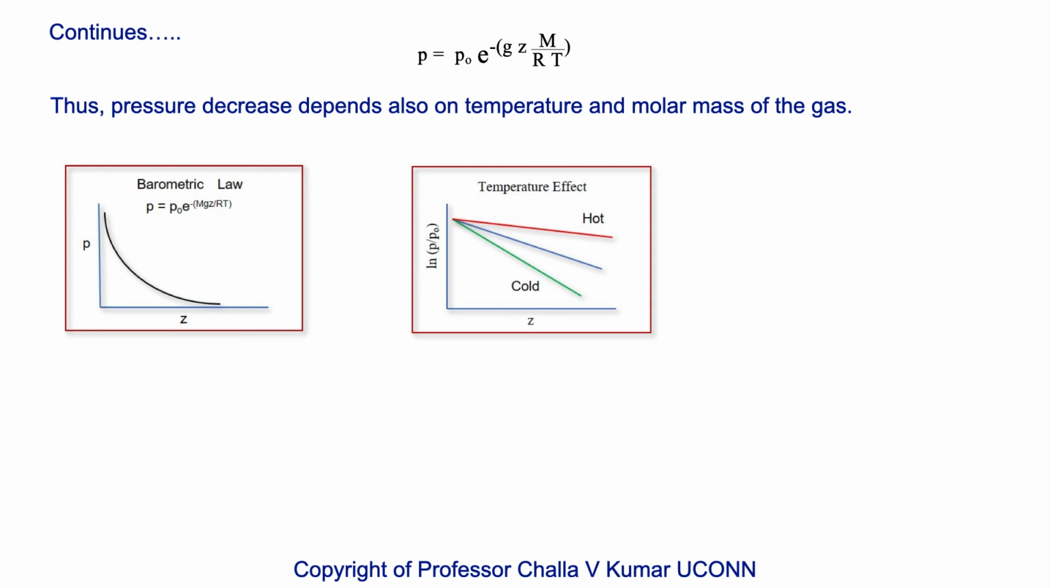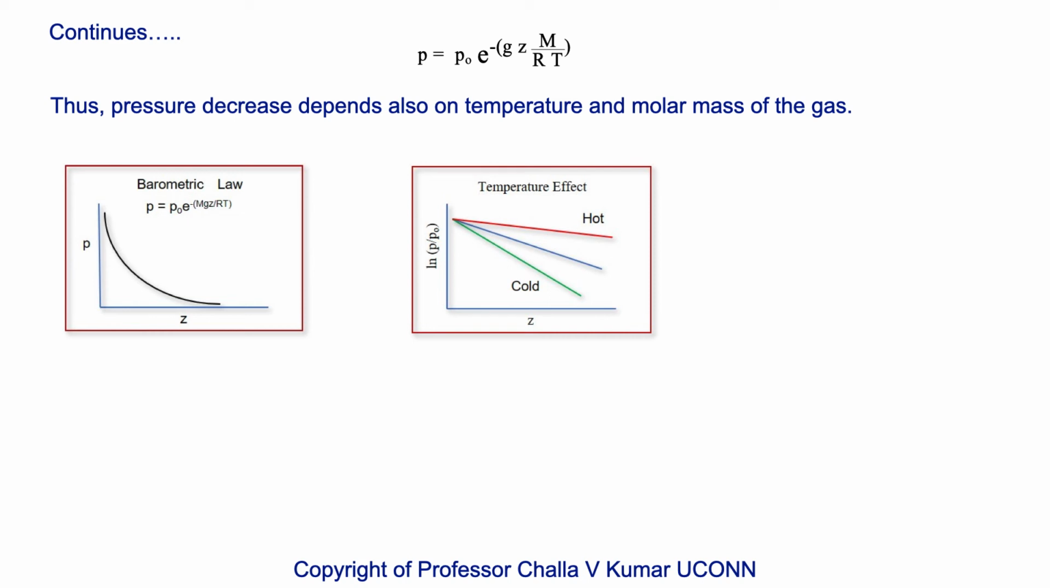So that is high temperature, we have the red line. And in a converse manner, you can say at low temperature, you'll have the blue line. So in other words, depending on the temperature of the planet, the barometric law predicts how the pressure is changing.